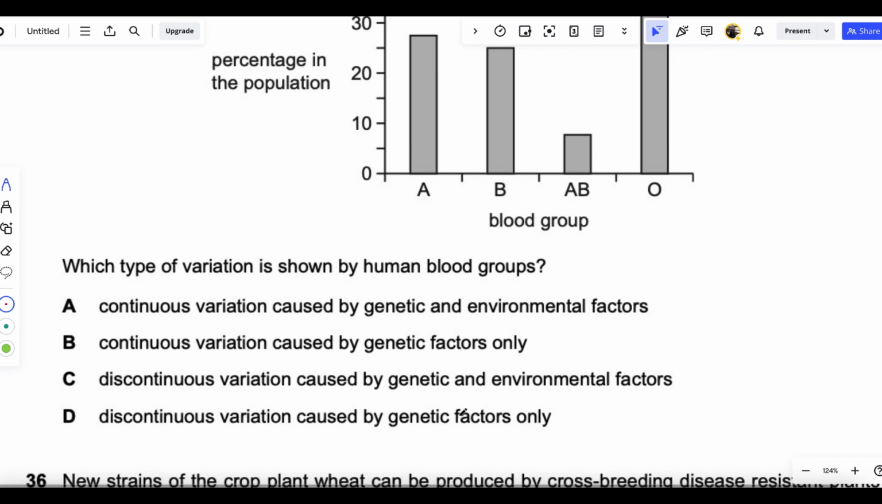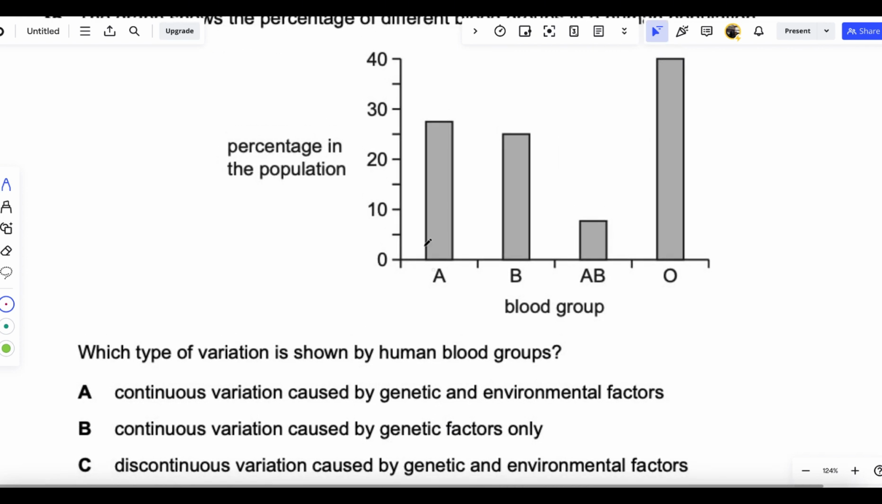Even if you make a graph of this, you can see how it is discontinuous. Blood groups are regarded as discontinuous variation. We need to look at this topic of variation again. Continuous variation covers things like rolling of the tongue and so on.